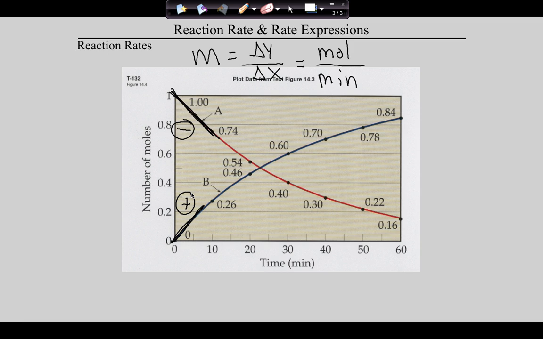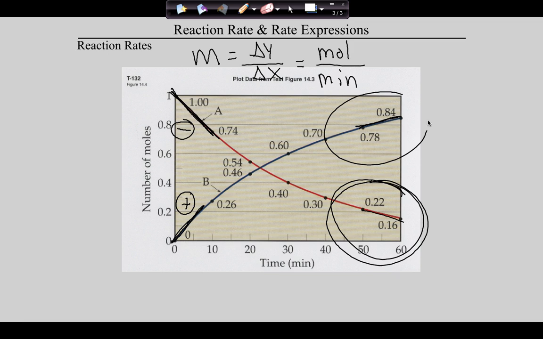But then guys, go out here. Look at what happens to the slope. Let's just look at this one. What is the slope here compared to there, more or less? Lower slope, meaning the reaction is slowing down. But guys, notice that the speed at which this is being consumed is equal to the speed at which this is being created. Let me say that again.